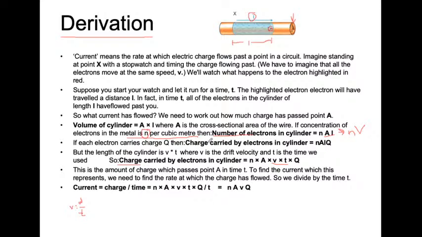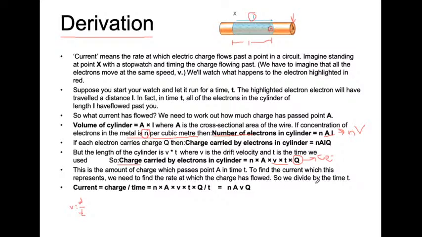So we'll take the same number of electrons in this cylinder, but now we multiply by how many coulombs there are per electron. Coulombs per electron, which is our 1.6 times 10 to the negative 19 on our data sheet. So the amount of charge which passes point A in time t is calculated using n times cross-sectional area times drift speed times time times our charge per carrier.